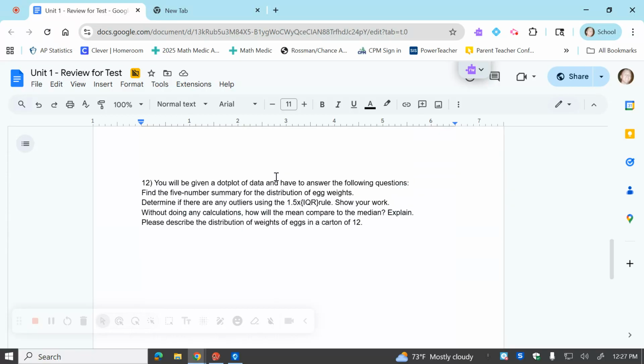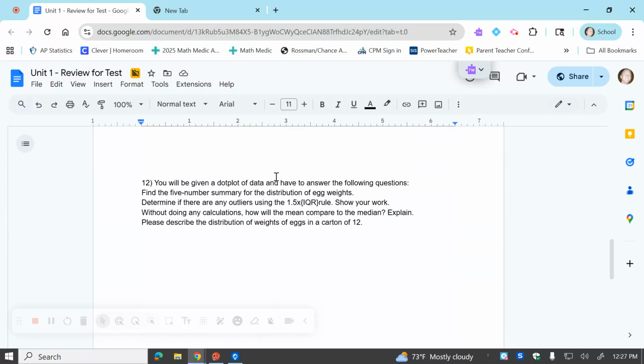Number 12, you will be given a dot plot, and you will have to find the 5-number summary. Determine if there are any outliers. Show your work. Show how you find the outliers. That's why I had you write this down the other day in class. Show the calculations. Make sure you show your work. If there's no work showing, you're going to lose points.